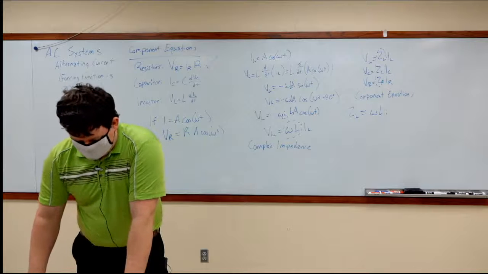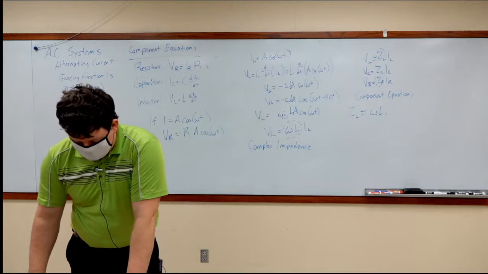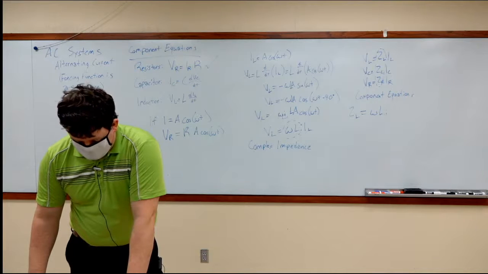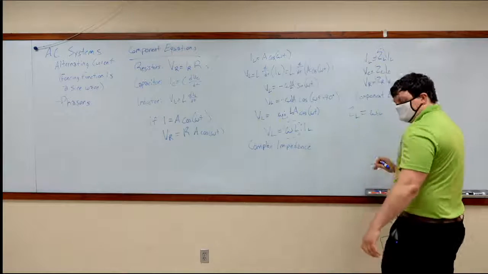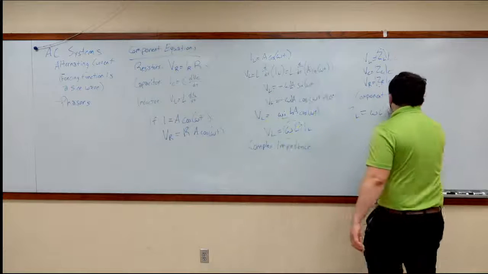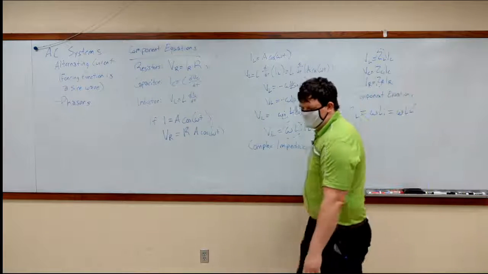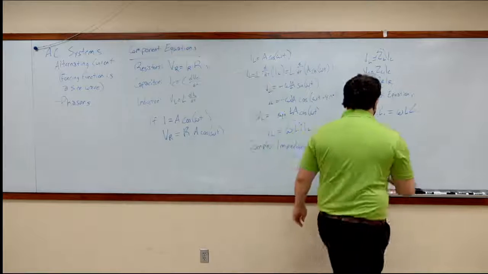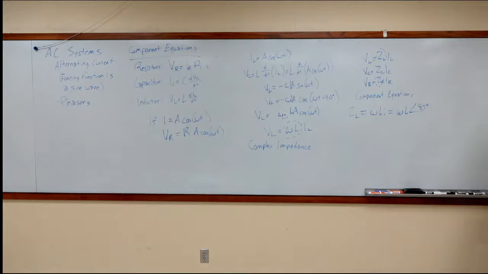A lot of electrical engineering uses J instead of I, but I like the letter I because it makes sense to me. So ZL is equal to omega Li, which is equal to omega L at an angle of what, 90 degrees? Yeah. And that's just because you can take a negative of a cosine and it equals the positive of a cosine.